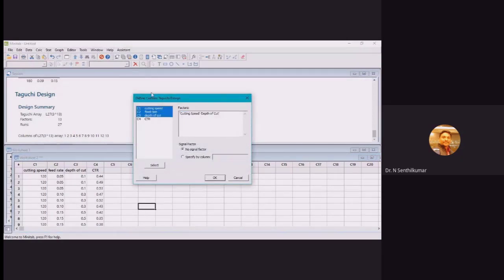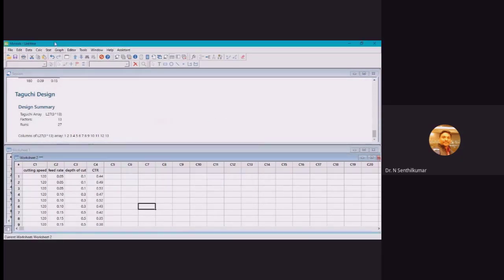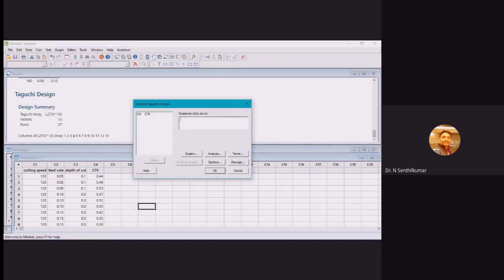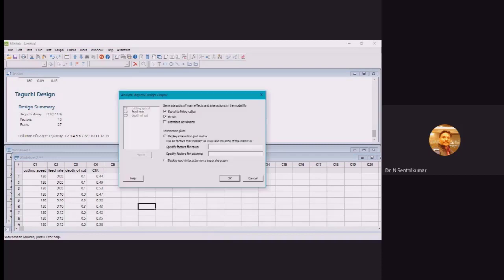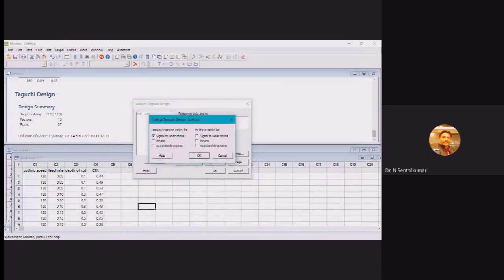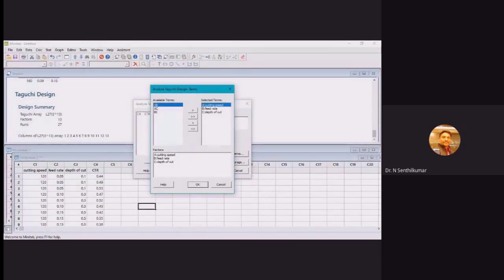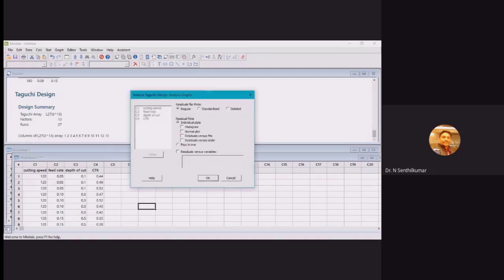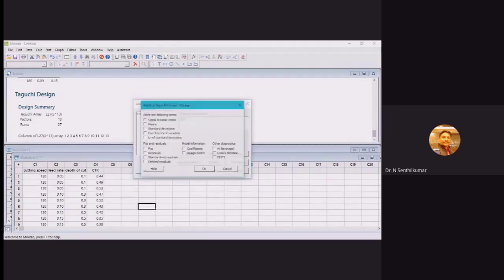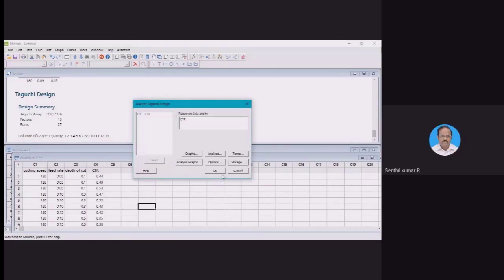Defining these 3, I am going to select. Then start DOE, Taguchi, analyze. CTR. Now graph, signal to noise ratio, then analysis, signal to noise ratio, and fit linear model, that is for ANOVA. Terms: now you can put all the terms. Then analysis graph, no need. The options, smaller the better. Then storage, SN ratio. Now I will click OK.